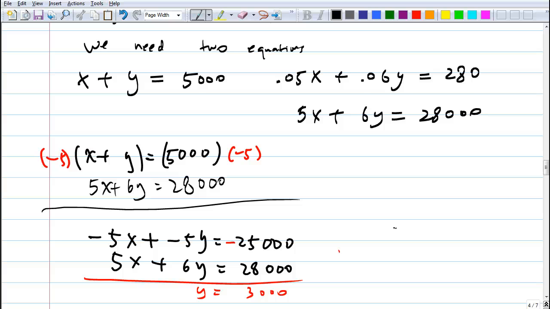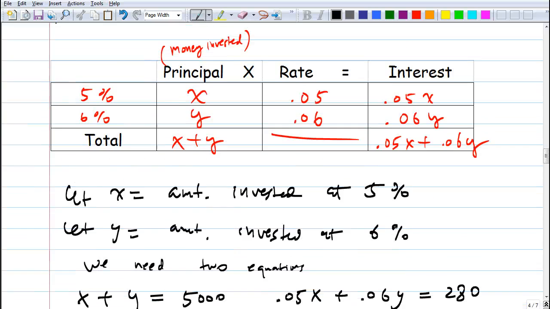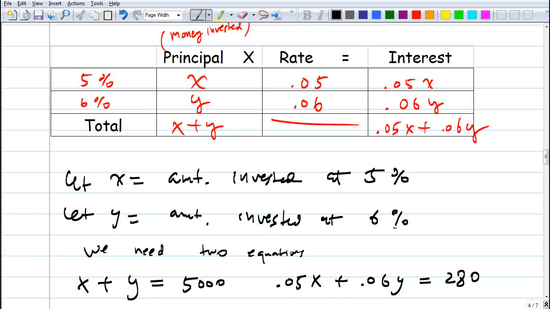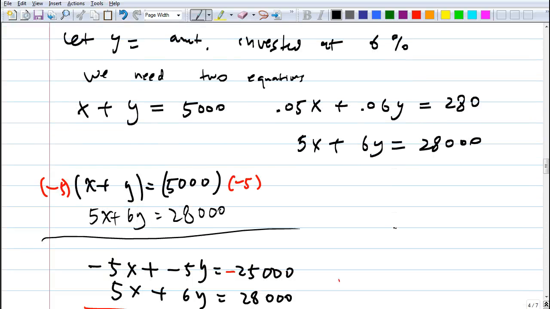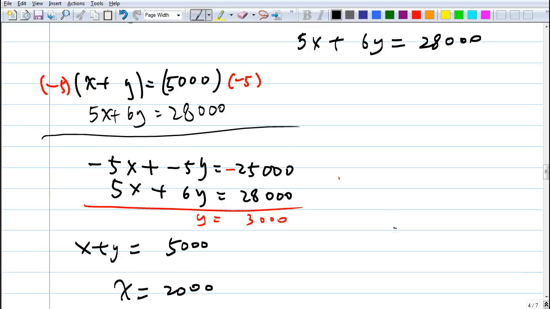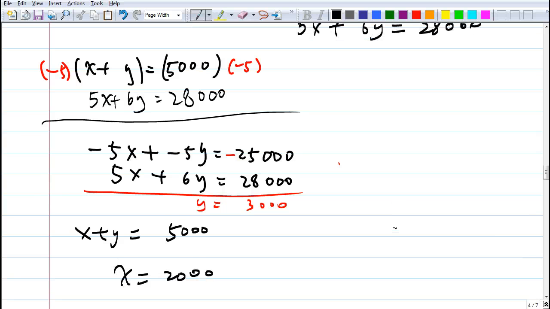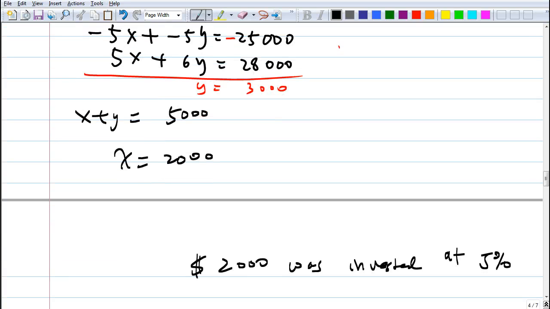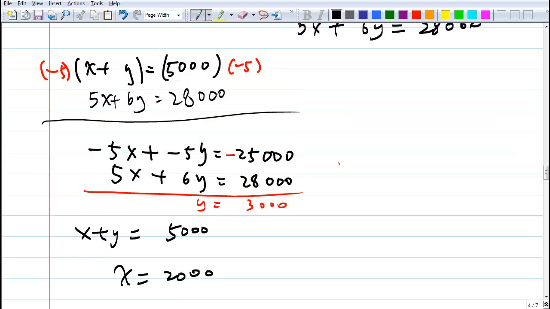By the way, did they ask for the y or did they ask for the x? Look at the question. Once I found y, we could figure out what x is, right? Because x plus y equals to 5,000, the x should have been what? 2,000. So if you actually multiply the top one by -6, you would have gotten x straight, but it doesn't matter, right? If you know y, you know x. It's easy. So you should have written down that 2,000 was invested at 5%. Does that make sense? If you didn't get that, go ahead and help each other out. You should have gotten x equals 2,000, y equals 3,000.